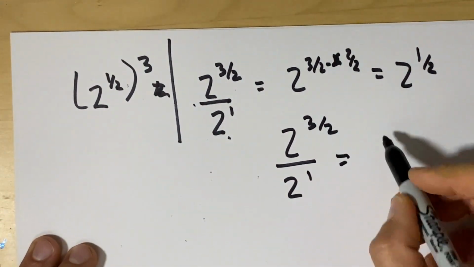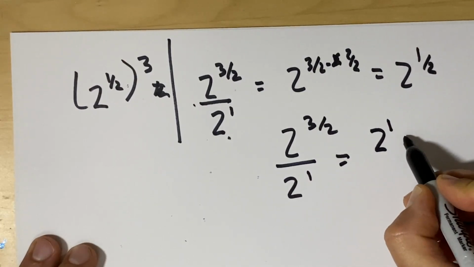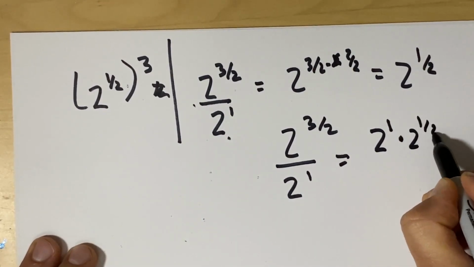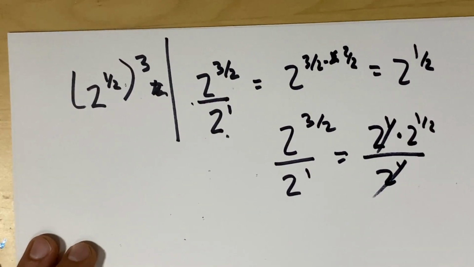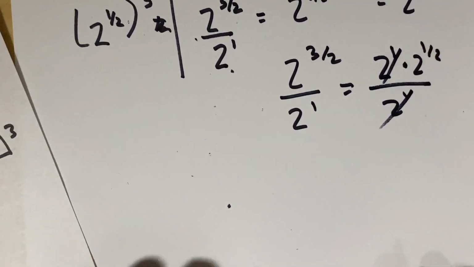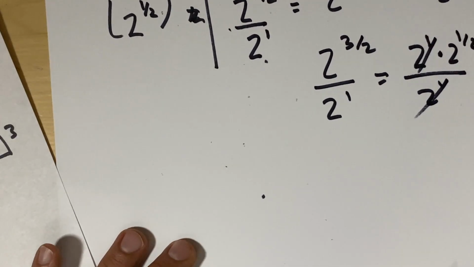We could even change this. It's the same as 2 to the 1 times 2 to the 1/2. And again, the 2 to the 1 cancels out. So it's really basic algebra and how square roots work.